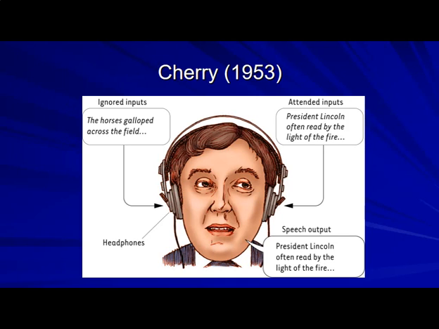So this dichotic listening task looks something like this. They're shadowing this attended input in the left ear, supposed to be ignoring this input in the right ear, and so here they are shadowing or repeating back what's happening in that left ear.